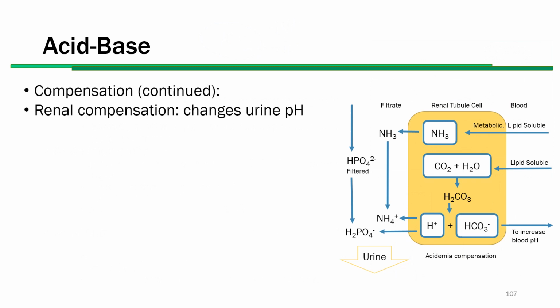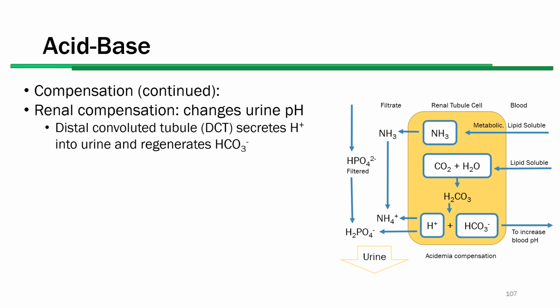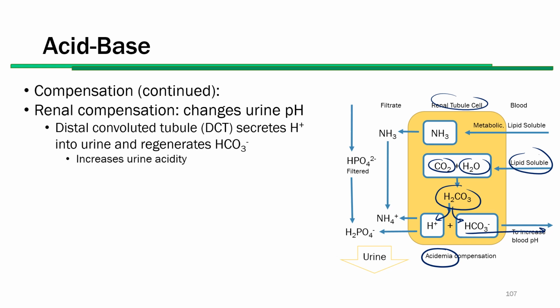If we look at renal compensation, we get changes in urine pH. In the distal convoluted tubule, we can secrete into the renal tubule cells some carbon dioxide and water. And when we do that using carbonic anhydrase, we can make carbonic acid and we can generate hydrogen and bicarbonate. If we regenerate that bicarbonate and take that back to increase the blood pH, we can compensate for the acidemia, the increased acid in the blood, and then we can increase the urine acidity. But we don't just pump hydrogen into the urine.